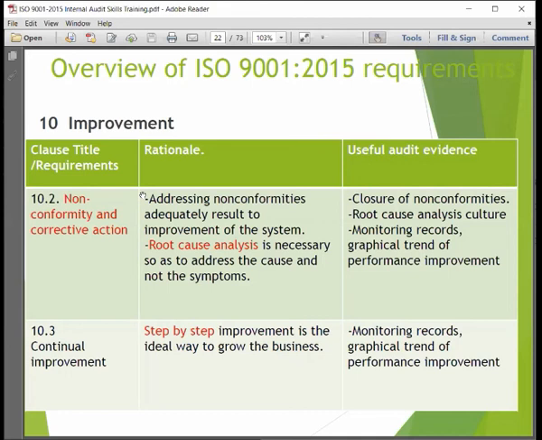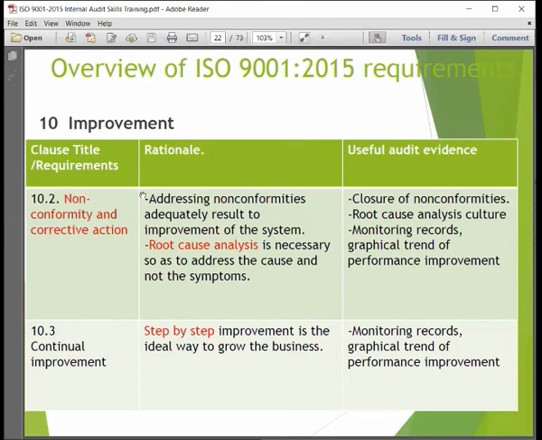Useful audit evidence is to know whether the issues that were raised have been crossed out, have been addressed. Is the root cause analysis culture entrenched in the company? Because it's bad just to be addressing symptoms. You need to dig deeper. Then monitoring records, a graphical trend of performance improvement, can be a very good thing to show the improvement that has been done over the years or over time.